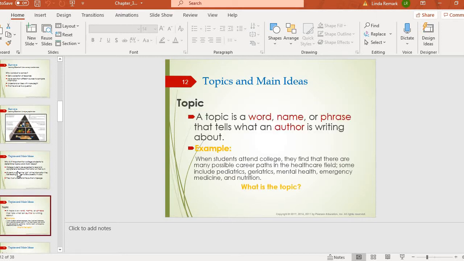So topics and main idea, they are not the same thing, although they do work together. A topic is a word, name, or phrase. It's the who or what that the author is writing about. Here's a quick little example. When students attend college, they find that there are many possible career paths in the healthcare field. Some include pediatrics, geriatrics, mental health, emergency medicine, and nutrition.